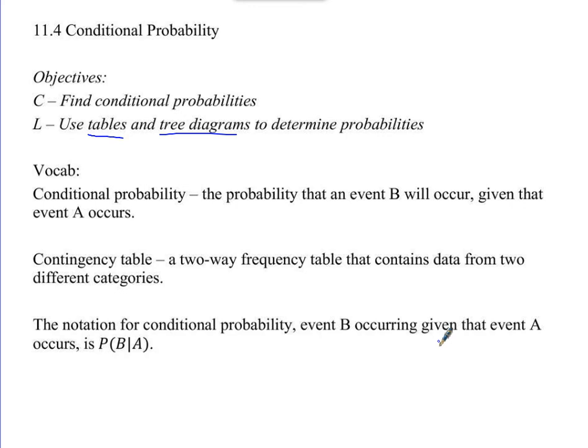The notation for conditional probability, which is, again, event B occurring given that event A occurs or has already occurred, is this. Probability of B given that A is how you would read that. Event B is going to occur given that event A has already occurred. That is the probability that you're trying to calculate.